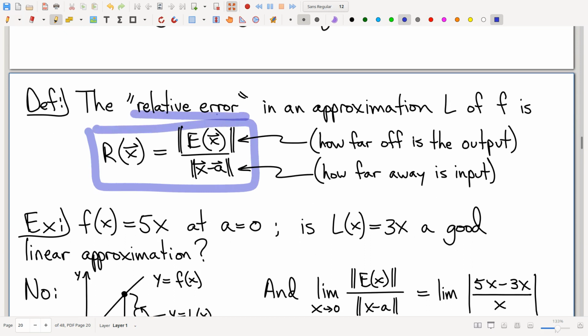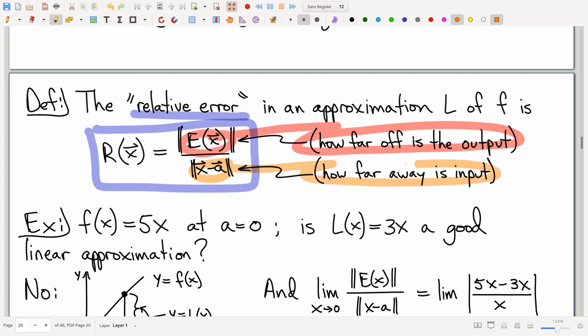Relative error is not just about error. Error says how far off the output value is. Relative error says how much error there is per unit distance away from the input. If my base point is A and I'm at the point X, then this is how far I am away from my base point.